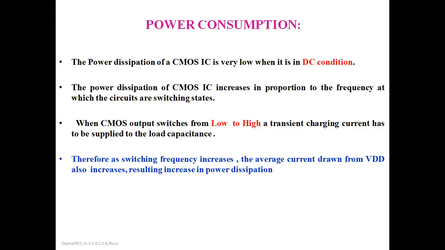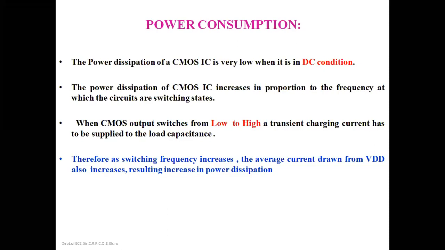So here the power consumption or power dissipation will be evaluated under two conditions. One is the DC condition and the second one is the dynamic condition. You can also say AC condition. When the CMOS IC is in DC condition, the power dissipation of that IC is very low, so almost we can ignore it. There will be a power dissipation, but compared with the dynamic power dissipation it will be negligible, or a quite low value.